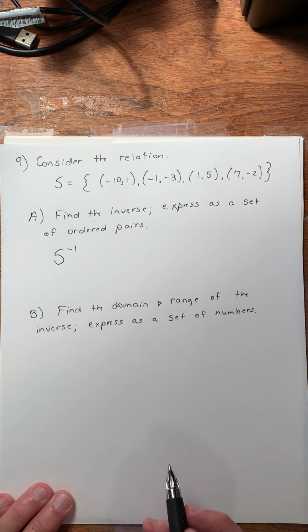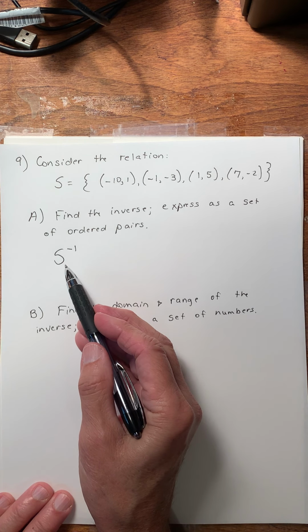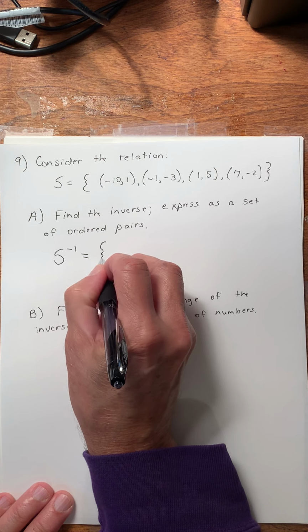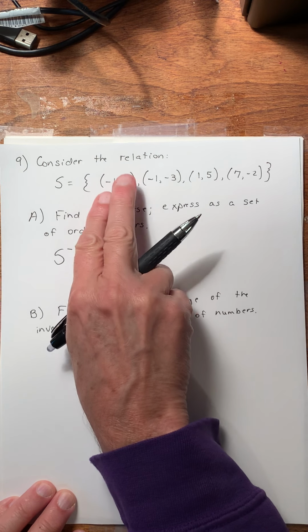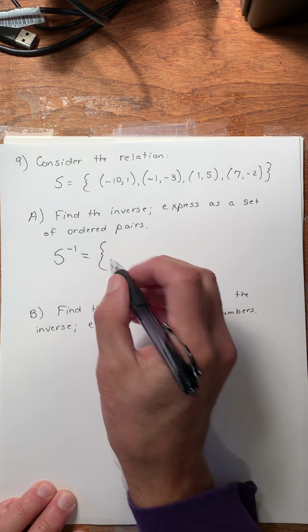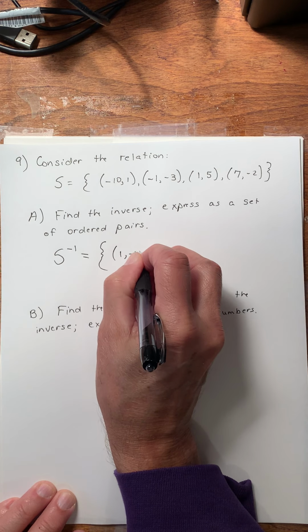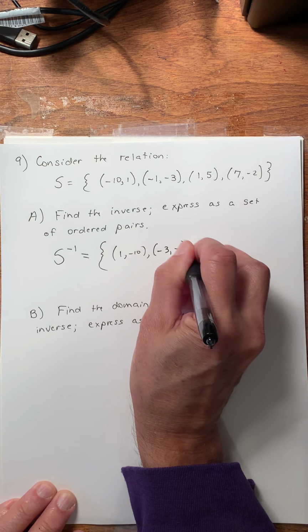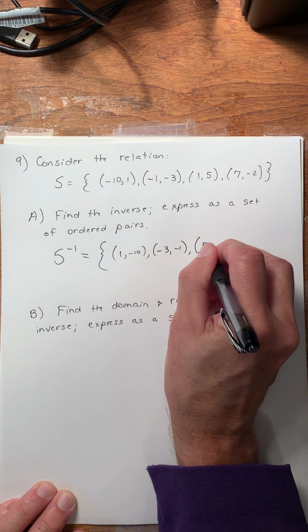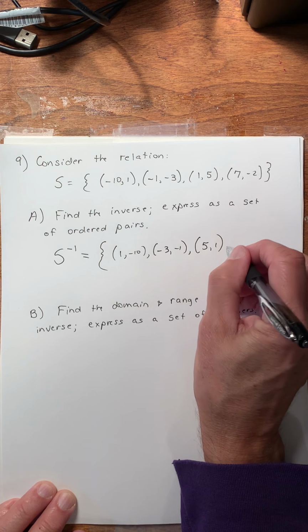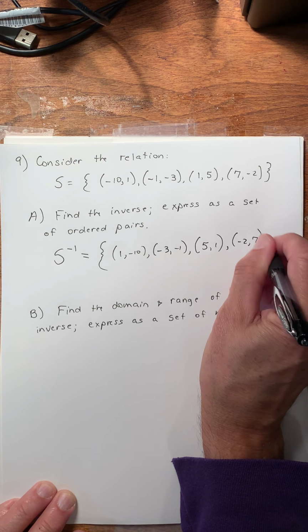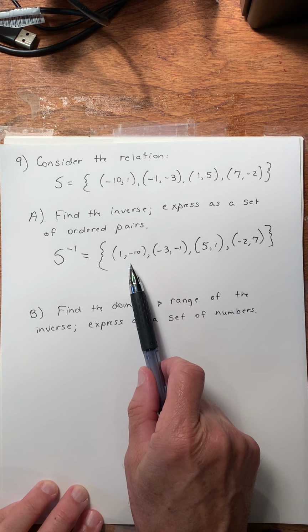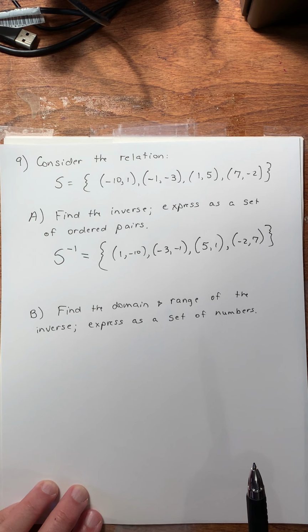So that's how we indicate the S inverse. The inverse of S is, and it's a set. It's got a bunch of ordered pairs, and each ordered pair is simply reversed. -10, 1, no, 1, -10. -1, 3, how about -3, -1? 5, 1, -2, 7. So I have just reversed each of the ordered pairs to get the inverse of my relation.